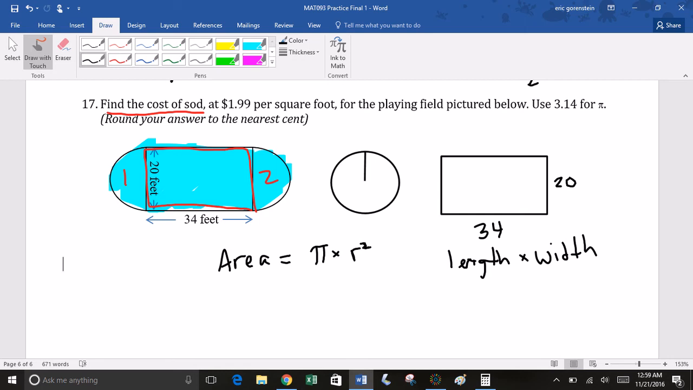Okay, so the radius is the distance from the center out to the circle, or half of the diameter. So we know this distance here is 20. So that's the diameter of the circle. So half of that is going to be the radius. So our radius is, in this case, 10 feet.